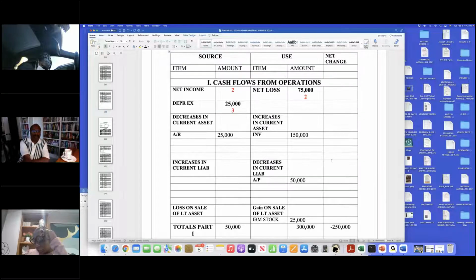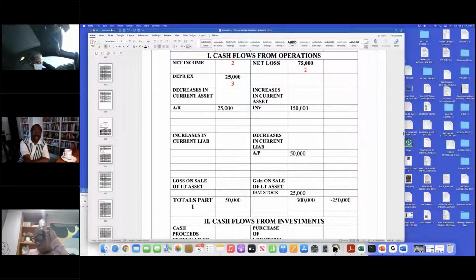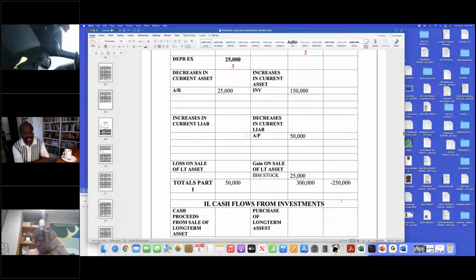So whenever you look at a company, you may not understand all of this, but you ought to understand that if a company doesn't have money in operations, it's in trouble. So you don't just look at the income statement, you look at the statement of cash flow. Then you got to look at the cash from investments.